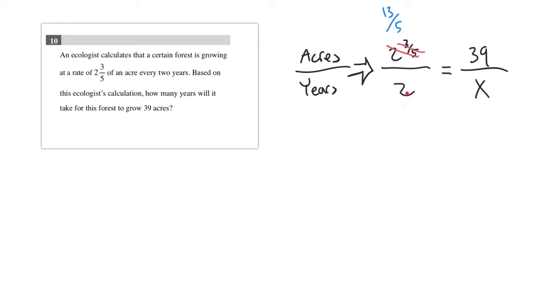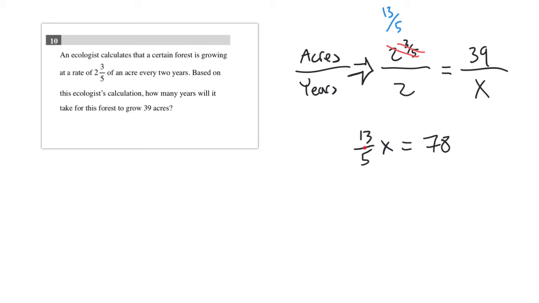Now, we have a fraction over a whole number. There's actually more we could do to simplify this, but I'm just going to go for it right now and cross multiply. 13 over 5 times x is going to be 13 over 5x, and that's going to equal 39 times 2. 39 times 2 is 60 plus 18, also known as 78.